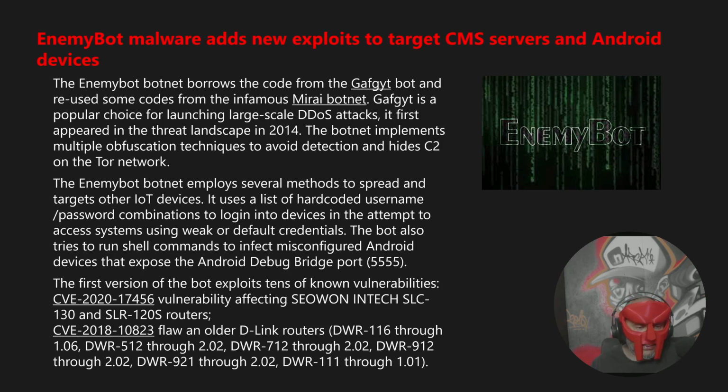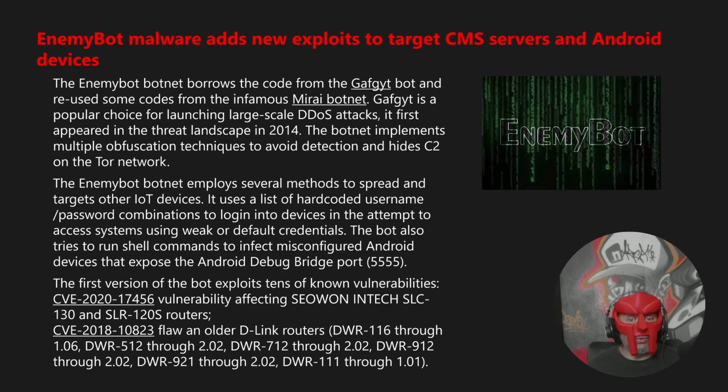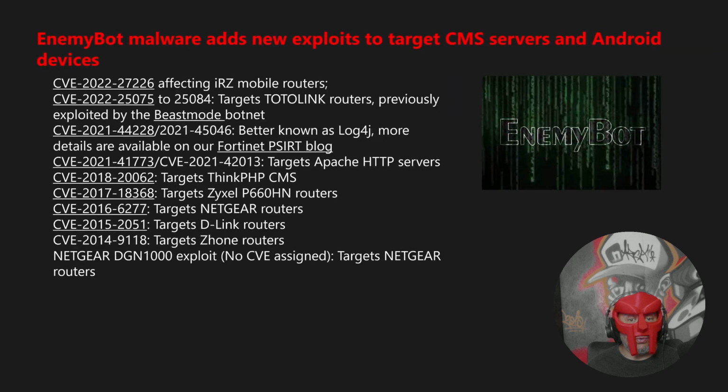I really don't like that statement, but whatever. One is CVE-2022-27456, the vulnerability affecting the Intellian, Intec SLC-130, and SLR-120S routers. CVE-2018-10823, a flaw in older D-Link routers, DWR-116 through 1.06, and then there's a whole list of them, including DWR-111, 912, 921, etc. Then there's CVE-2022-27226 affecting IRZ mobile routers, in case you have that.